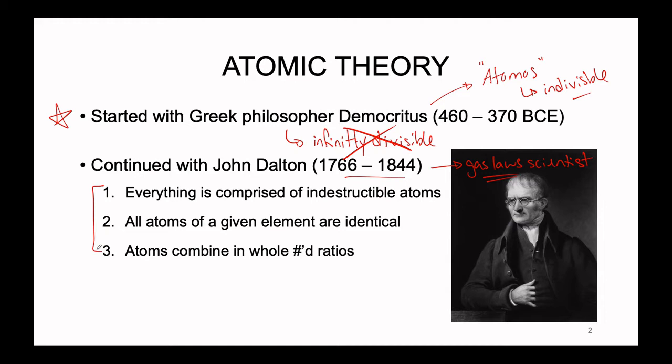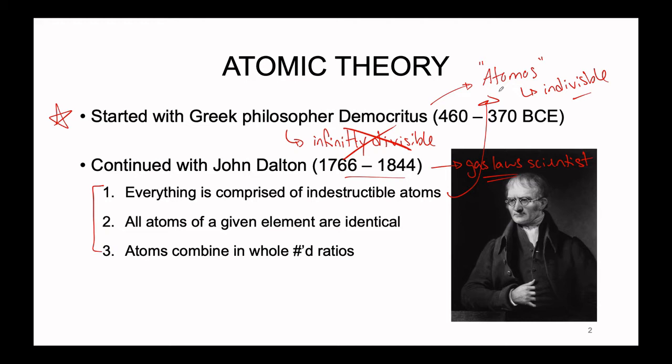But as more and more evidence comes out of the woodwork through scientific experimentation, we have to revise our thinking a little bit. But it's still important to acknowledge these 3 premises, because these 3 premises are what we have built our current atomic theory off of. So the first premise was that everything is comprised of indestructible atoms, right? Everything is comprised of the atomos, the indivisible.